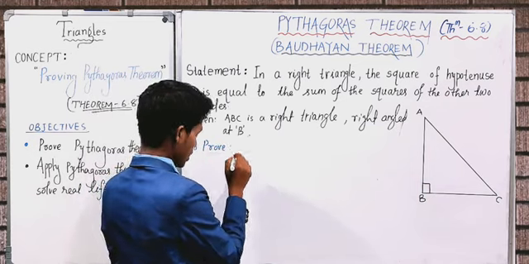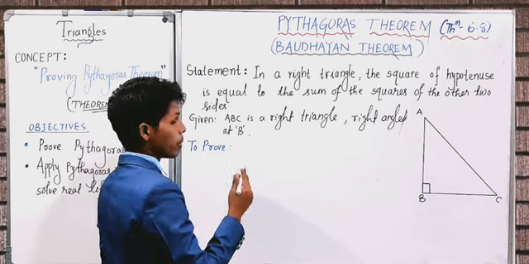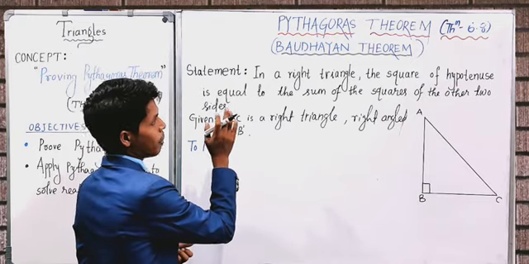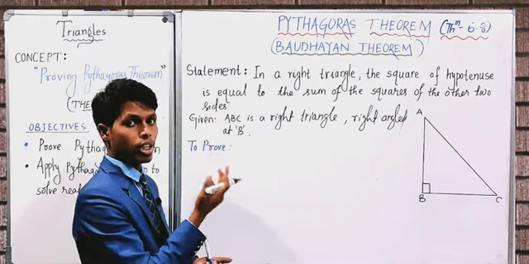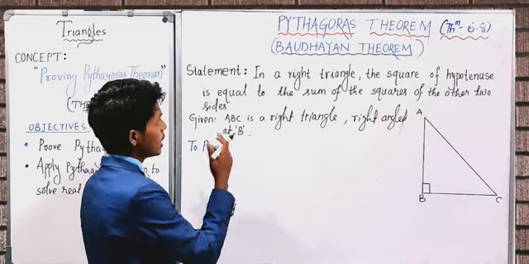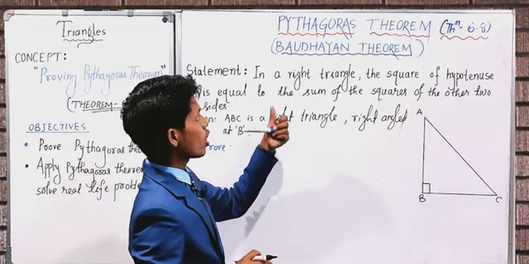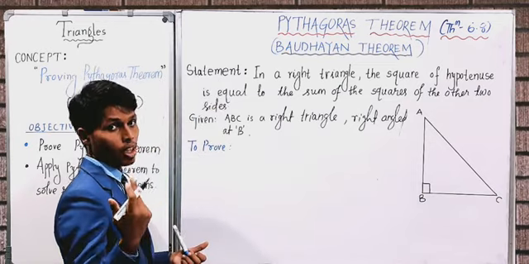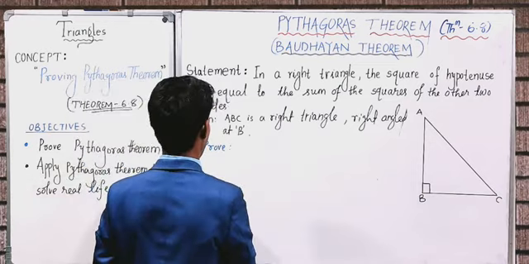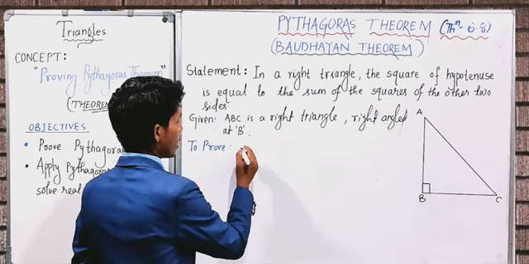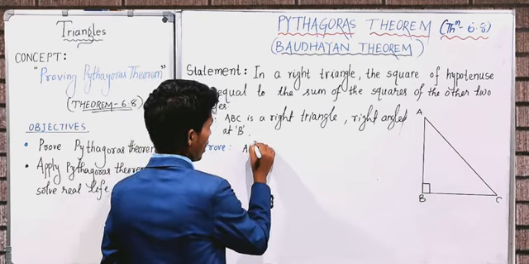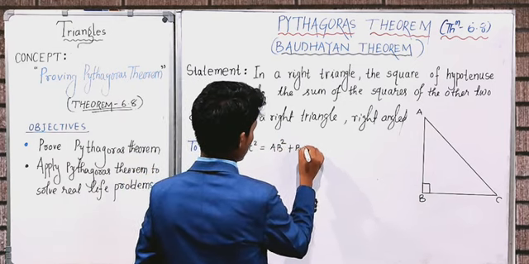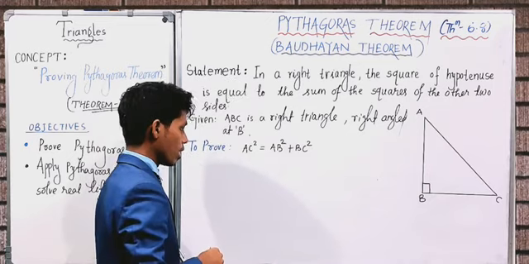We have to understand this theorem's proof very well, because as I had told, there are 4 theorems whose proof is very important. First one was BPT, then we learned the areas of the similar triangles, then the third one is Pythagoras theorem, also known as Baudhayan theorem. Next we will also see another theorem's proof, that is converse of Pythagoras theorem, which is theorem 6.9. So here to prove is given, AC squared will be equal to AB squared plus BC squared. Okay, so now let's move to proof.